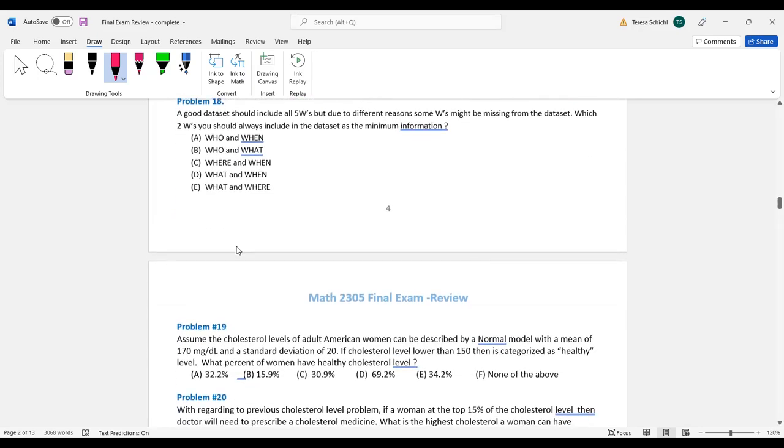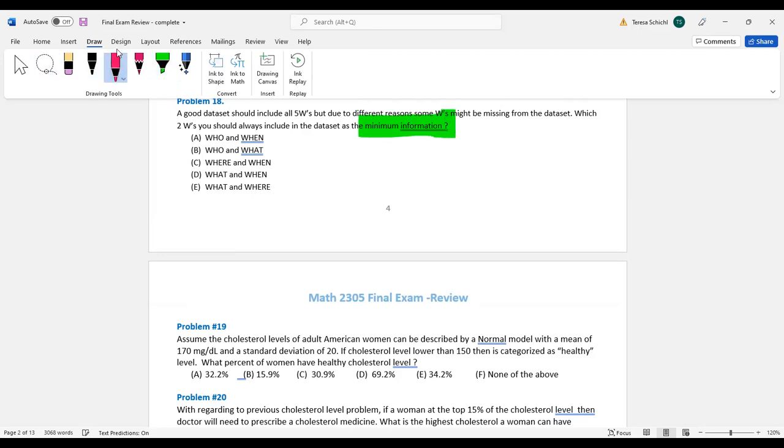Okay, number 18 is here. We talk about how a good data set should include all 5 W's. Sometimes some of the 5 W's are missing. But what is the minimum information we need?